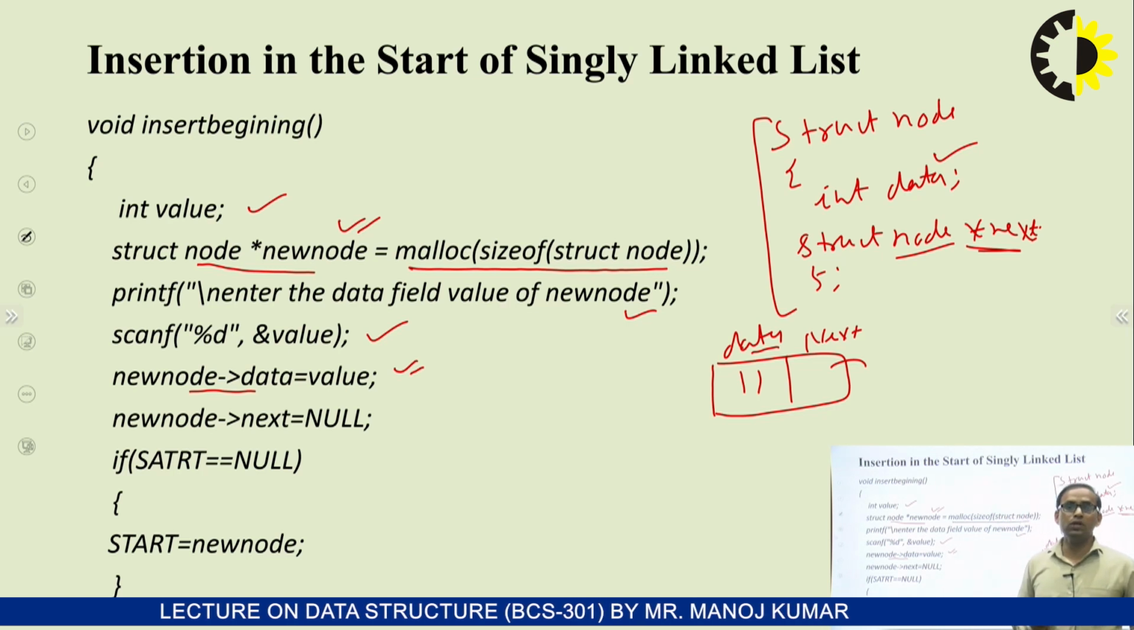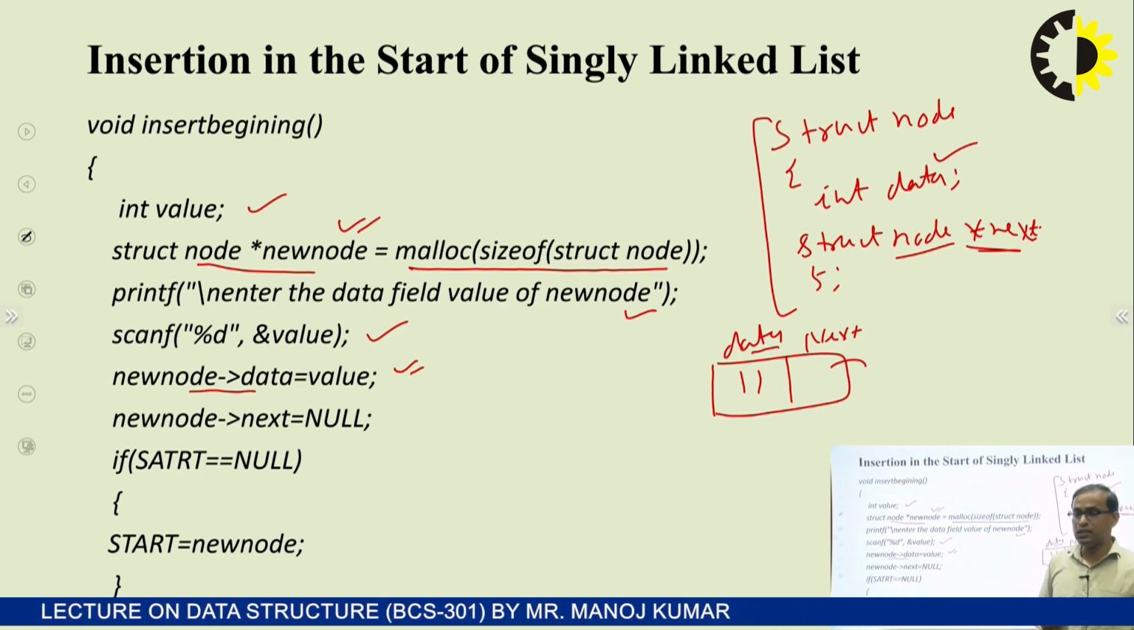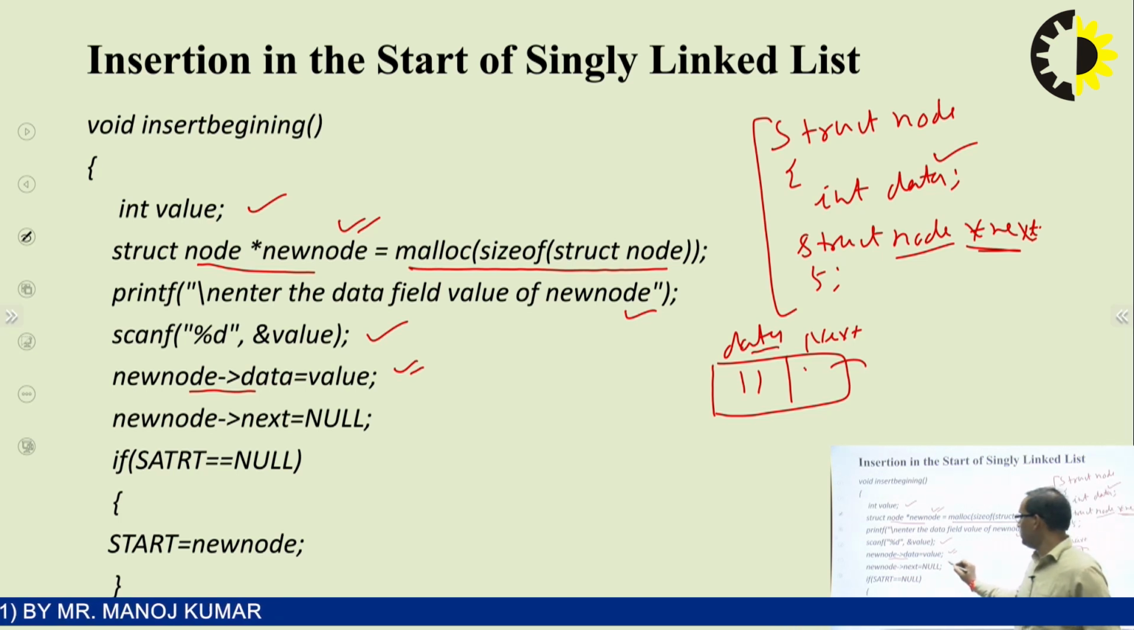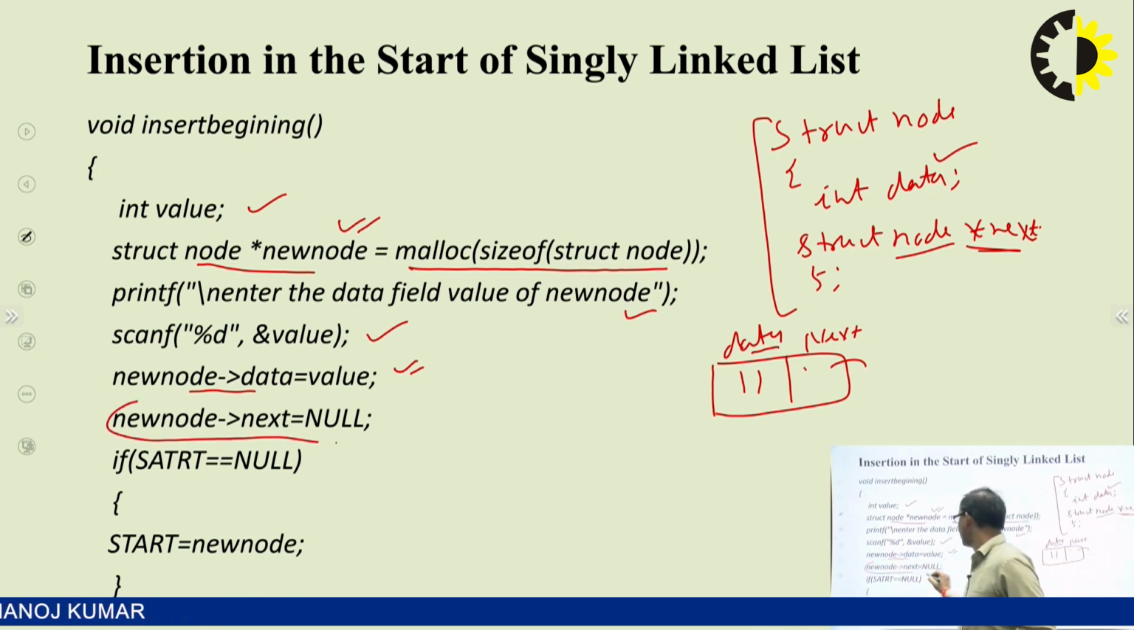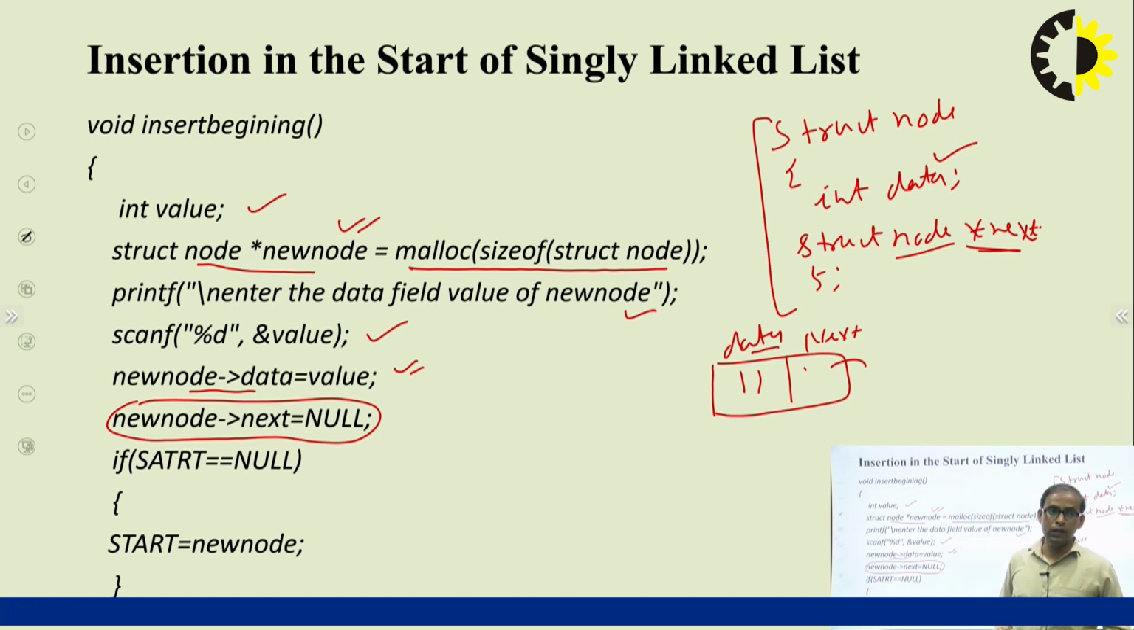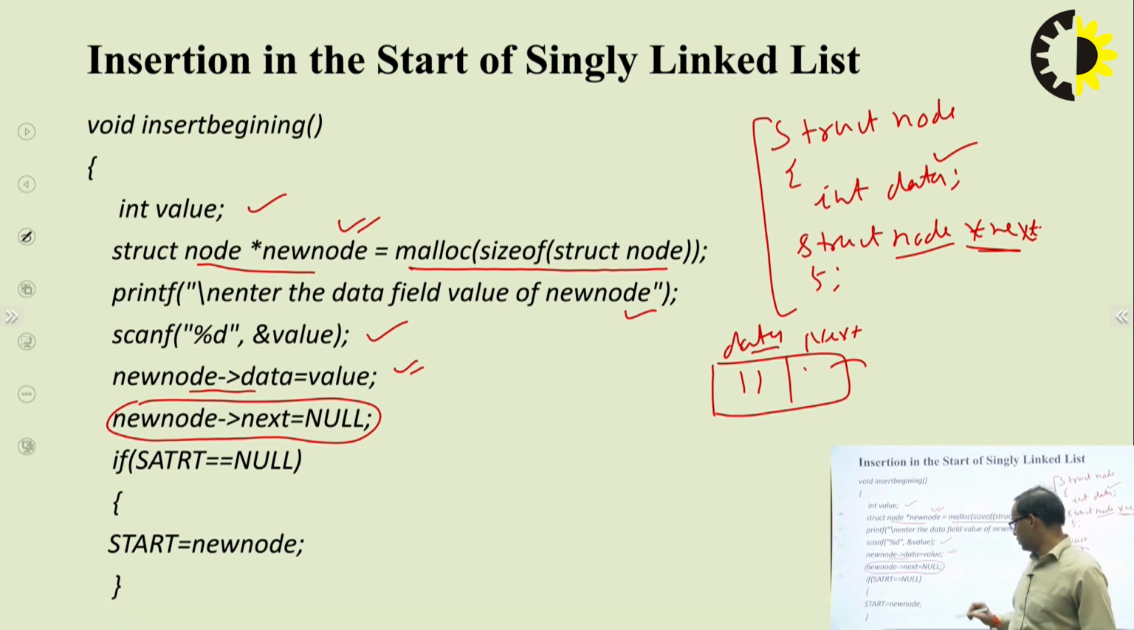Initially suppose the linked list is empty. If the linked list is empty, then this node that we are going to insert will be the first node. So this will be set to null, but this is applicable only for the case when the node to be inserted is the first node of the linked list. If the node is not the first node of the linked list, then there is no need to set null. We will deal with it later.